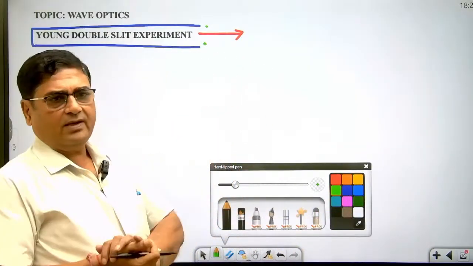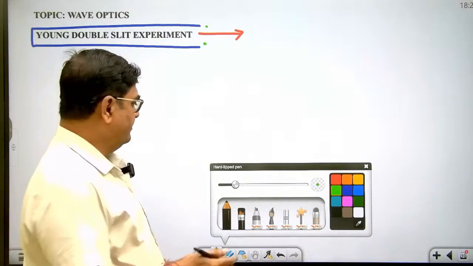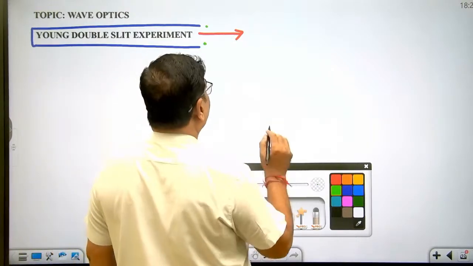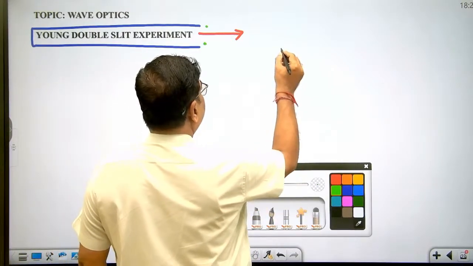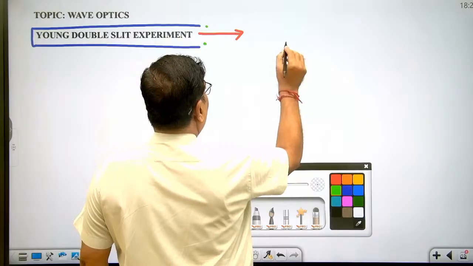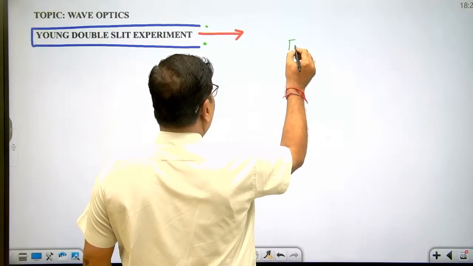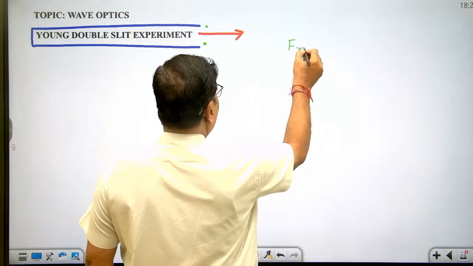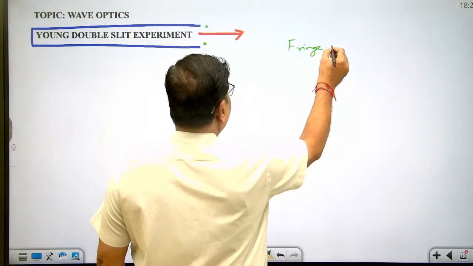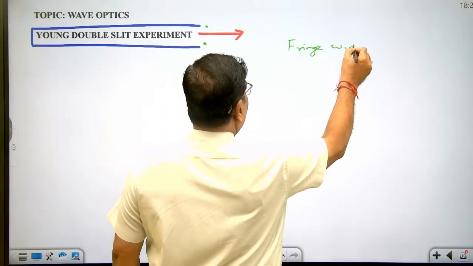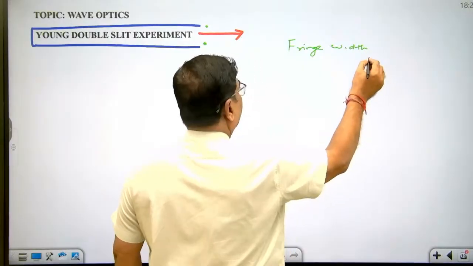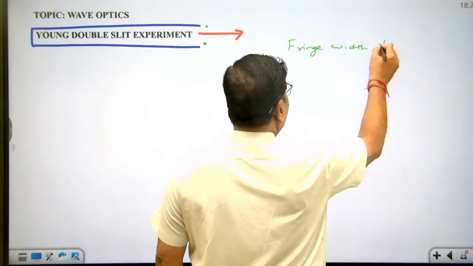Dear student, let's see the experimental setup. This experiment verifies the wave nature of light. First of all, I am telling you some important definitions.